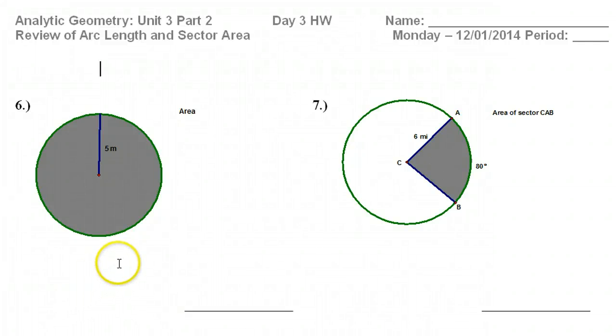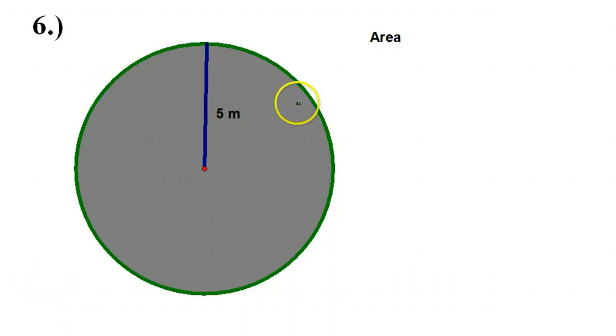Alright, this is part 2 of our lesson reviewing arc length, sector area, and a few other closely related things. So let's pick up here with number 6 and 7. Alright, number 6, we're supposed to find the area of the circle. So the area is pi times the radius squared.